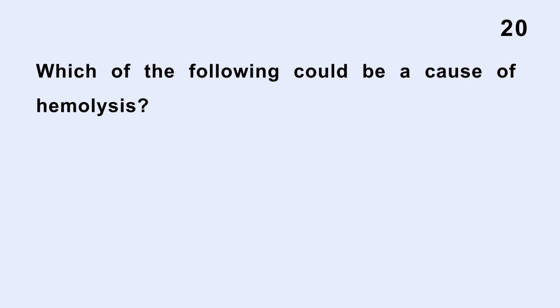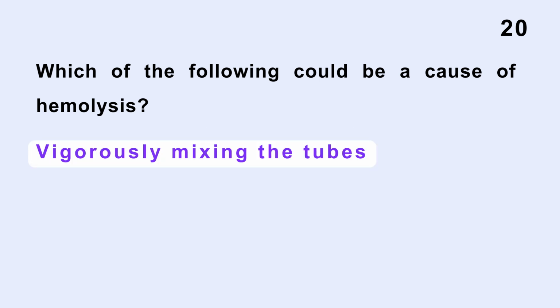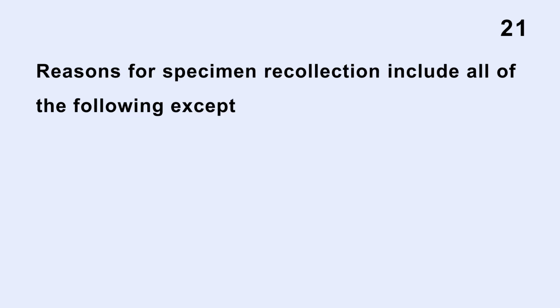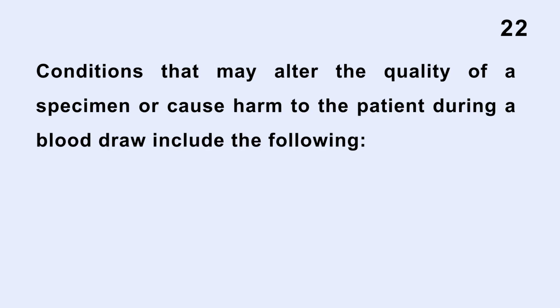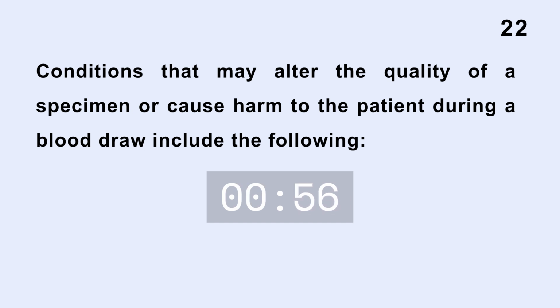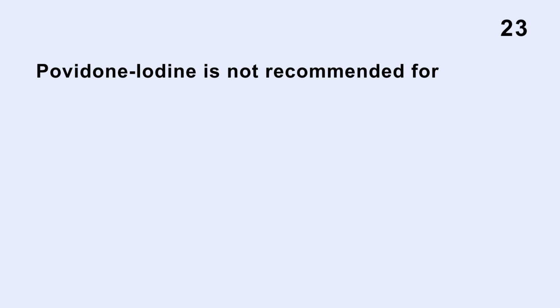Number 20. Which of the following could be a cause of hemolysis? Vigorously mixing the tubes. Number 21. Reasons for specimen recollection include all of the following except prolonged bleeding after needle withdrawal. Number 22. Conditions that may alter the quality of a specimen or cause harm to the patient during a blood draw include the following. 1. Edematous tissue. 2. Mastectomies. 3. Hematomas.